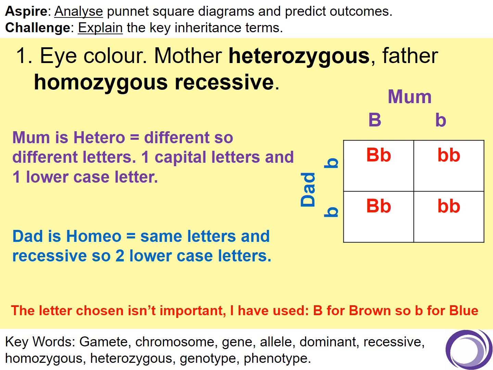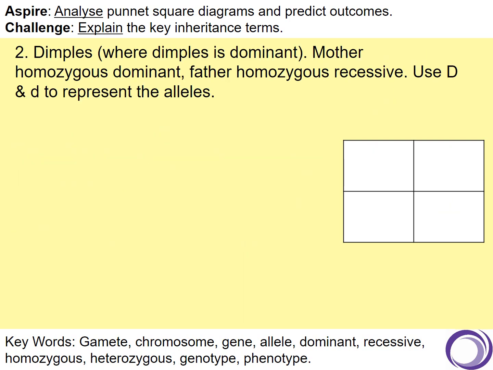Example 2 then. I asked you to think about dimples, and you were told dimples was dominant. You were told mum was homozygous dominant. You were told dad was homozygous recessive, and you've been asked to use the letter D to represent the alleles. So I'm going to give you 2 minutes now to complete the table and tell me what percentage of the offspring would have dimples. 2 minutes starting now, off you go.